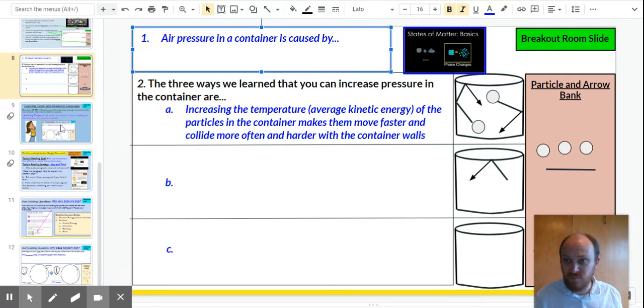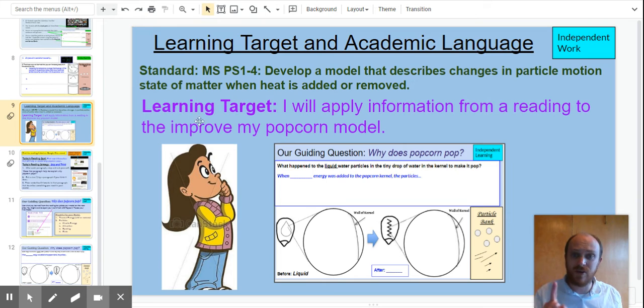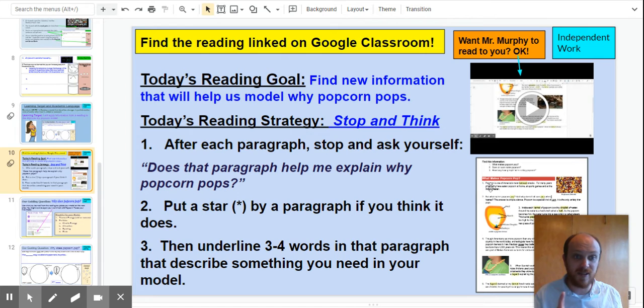Okay, let's keep going. Today in your asynchronous work, this is your independent work now. Your learning target is I will apply information from a reading to improve your popcorn model. Okay, so this is what our model looks like now. Okay, so the reading is here.